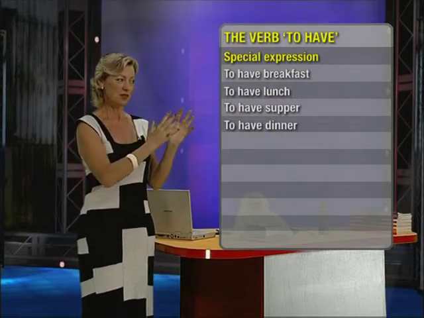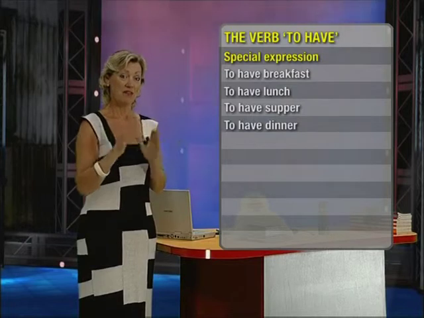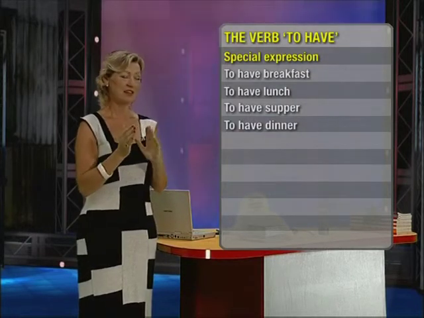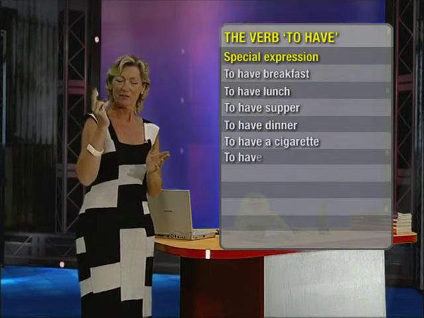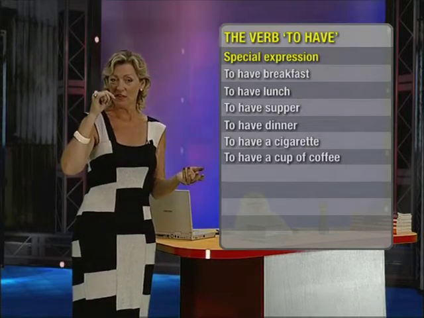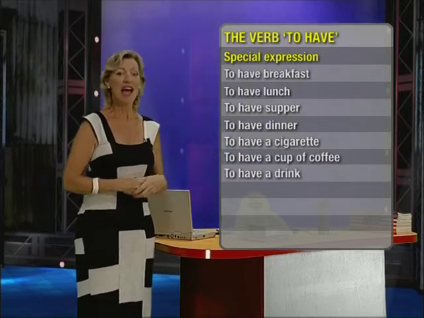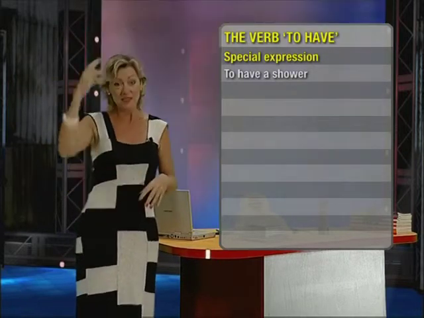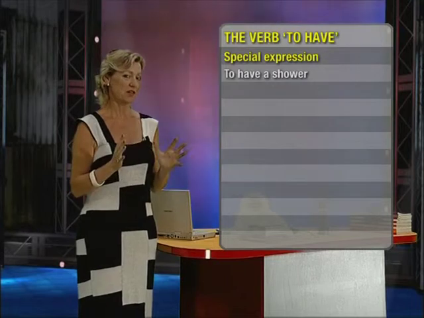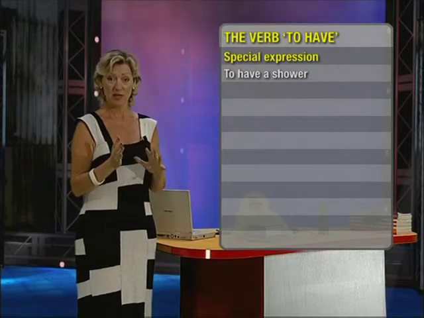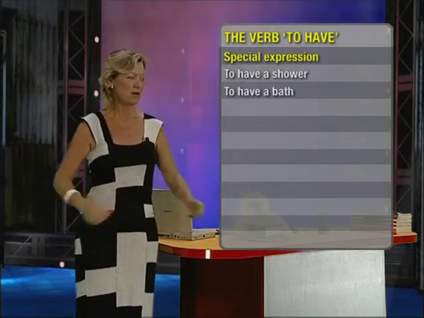All right? So we use the verb have for these. We don't say to have a breakfast, but to have breakfast, have lunch, have dinner, have supper. Other things, we say to have a cigarette. We say to have a cup of coffee, to have a drink of any sort. We also say to have a shower in the morning. To have a shower. In other languages, they use make a shower or make a bath, for example. But in English, we say to have a shower, to have a bath in the bathroom.